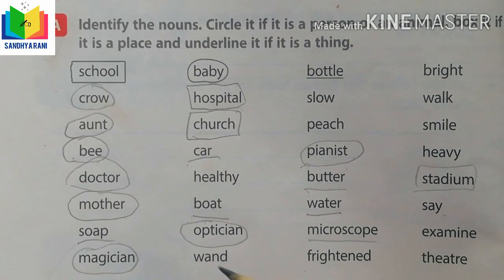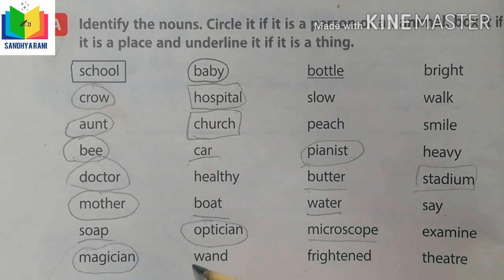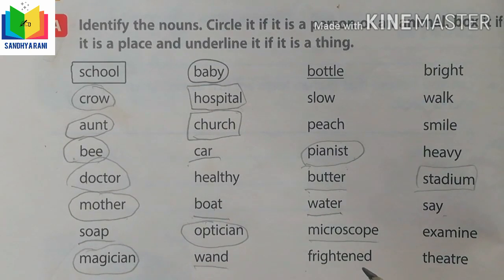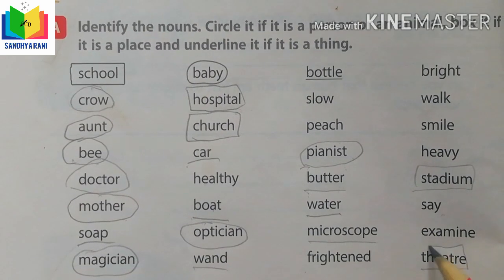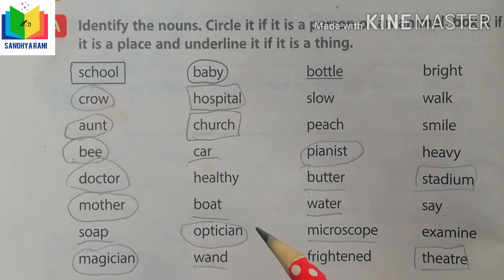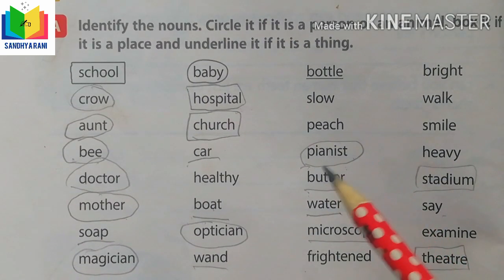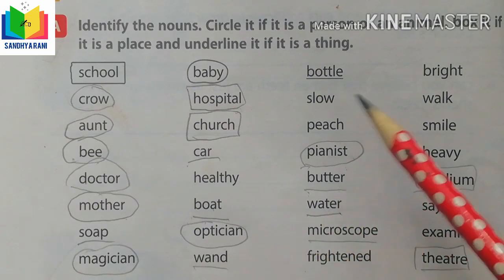Wand. Wand is a thing. So we have to underline. Frightened. It does not belong to any group of naming words, so we should leave it. And here it is, theatre. Theatre is a place, so we have to box it. So finally, we have completed this exercise successfully. Let us get into our next exercise.